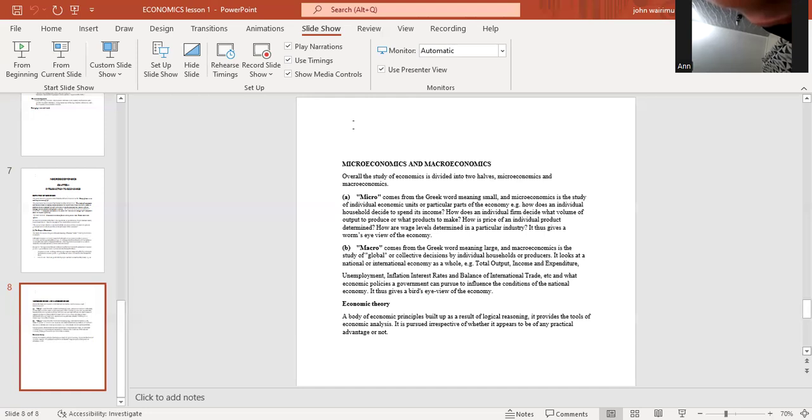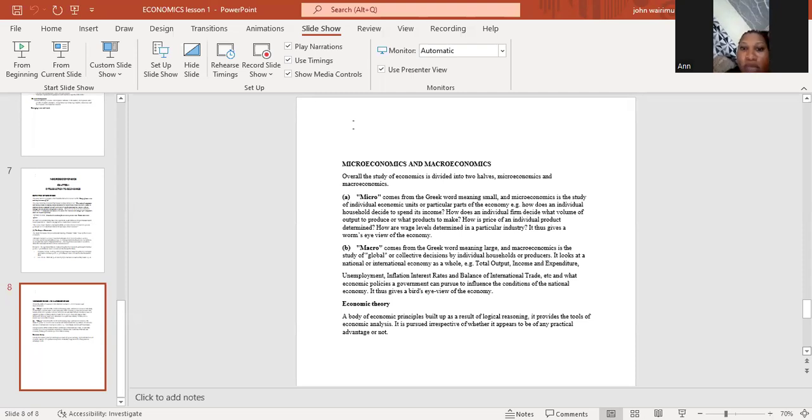Now, we are saying that economic theory is a body of economic principles built up as a result of logical reasoning. It provides the tools of economic analysis. It is pursued irrespective of whether it appears to be of any practical advantage or not. So we are saying the economic theories, we are going to proceed there in our next lesson. So this lesson is our introduction.